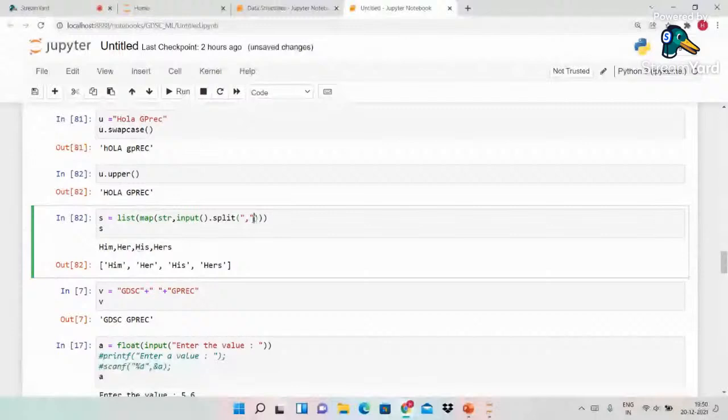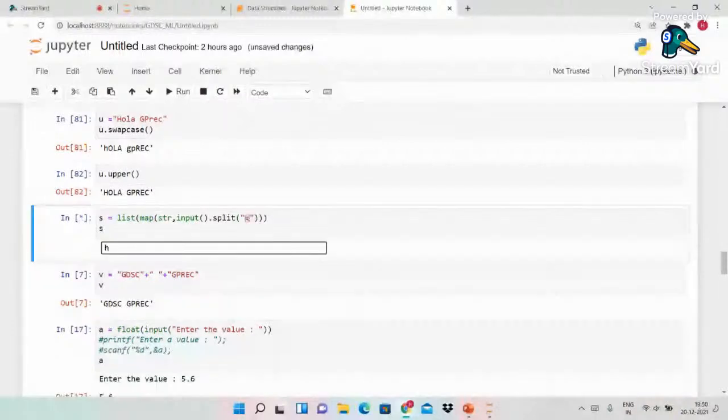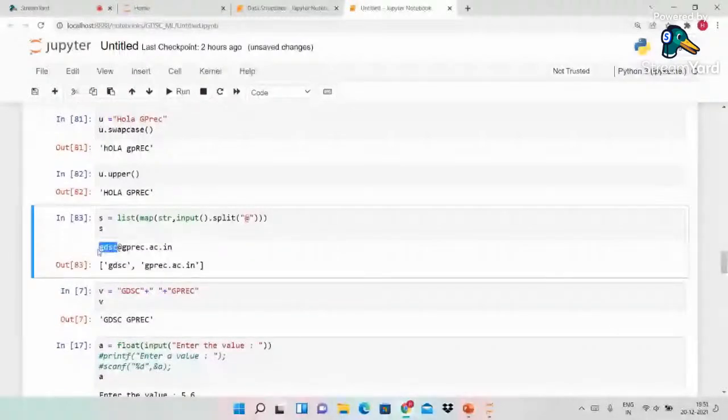Now, if I write something like GDSC at GPREC dot AC dot in. Don't think it is our official mail ID and don't mail to it. If you do not get any reply, I'm not responsible for it. I'm just taking it as an example. Now you see the string before the @ is taken as one string, and the string after the @ is taken as another string, and those two are taken as two different items and stored inside this list.